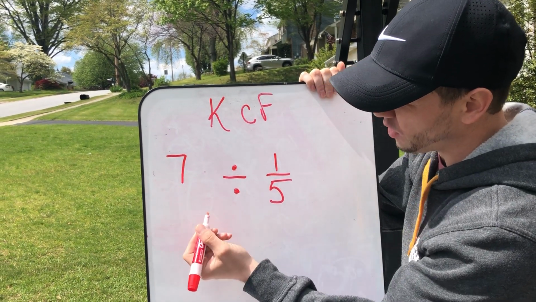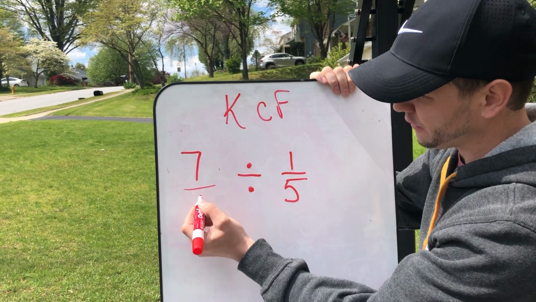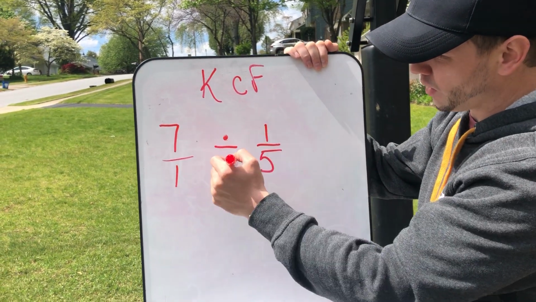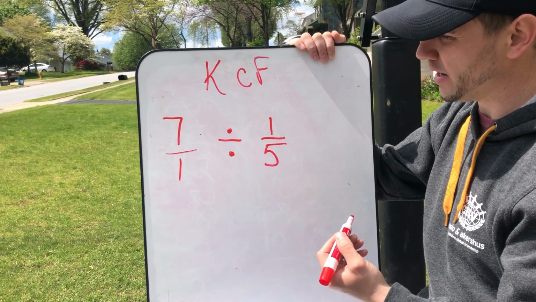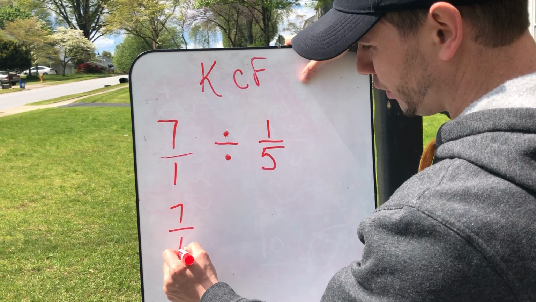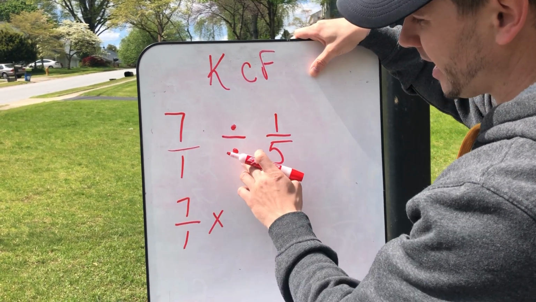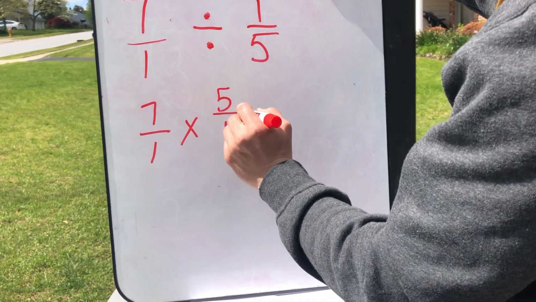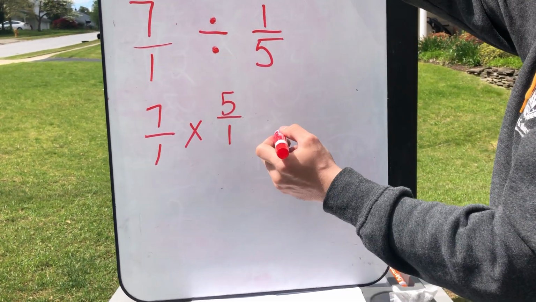First thing I'm going to do, I have a whole number. In order to make it a fraction, I'm going to put a 1 underneath it. And I don't like writing over other things that I've written. Therefore, I like to be nice and neat. And on the bottom, I'm going to rewrite it. Keep, change my sign from division to multiplication, and then flip the fraction. So instead of 1/5, it changes to 5/1.